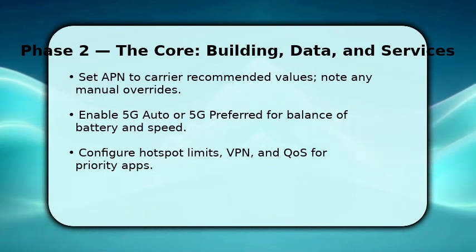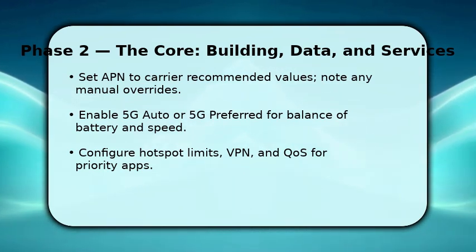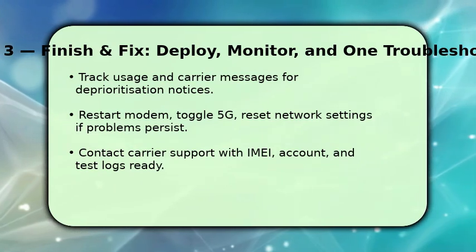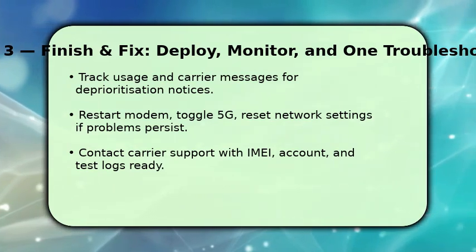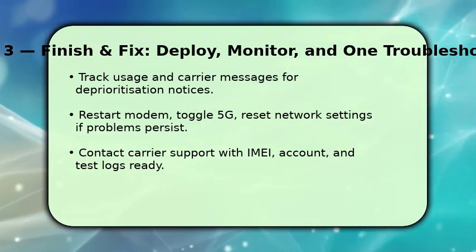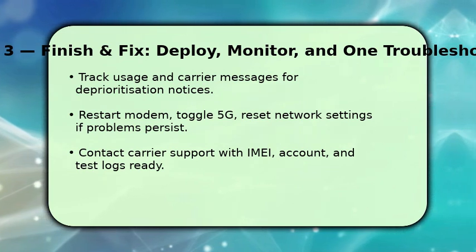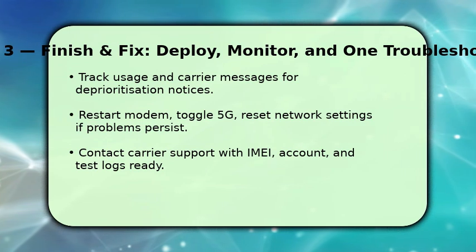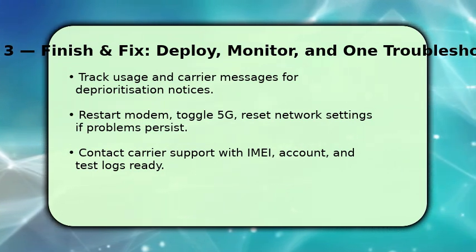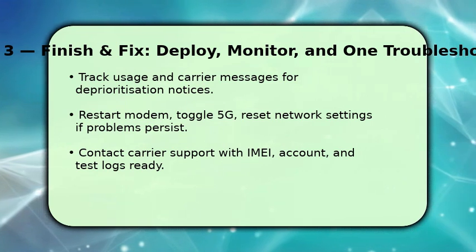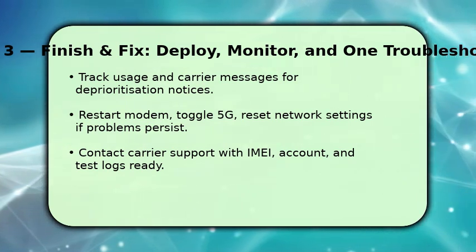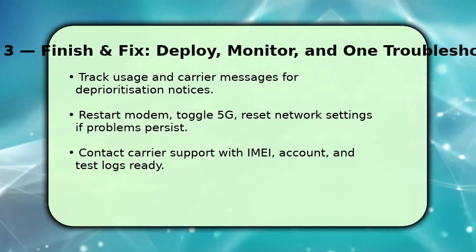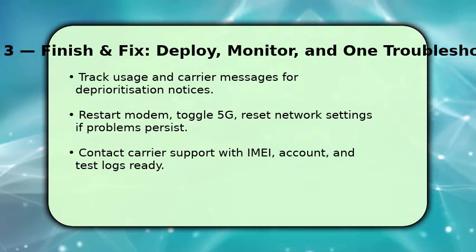You should monitor usage and carrier notifications for deprioritization or fair use rules. Keep periodic speed logs. If speeds drop, restart your phone, toggle 5G off and on, and reset network settings before calling support. Make sure to gather an IMEI, account number, screenshots of speed tests, and timestamps. One key troubleshooting tip: if tethering fails, check APN values and your plan's hotspot allowance.